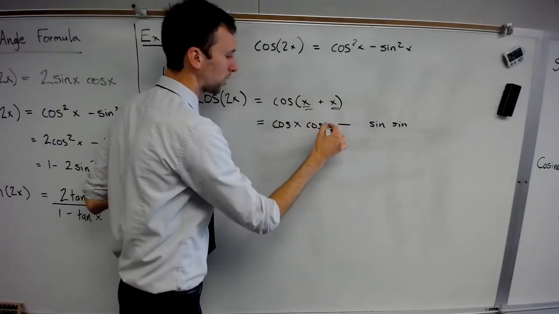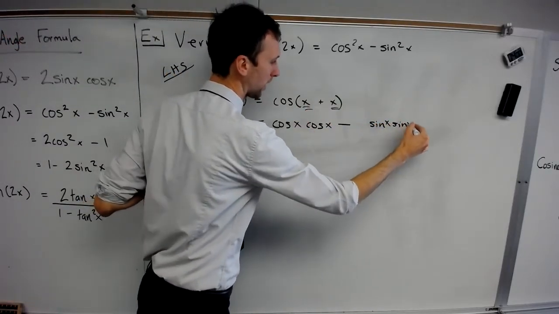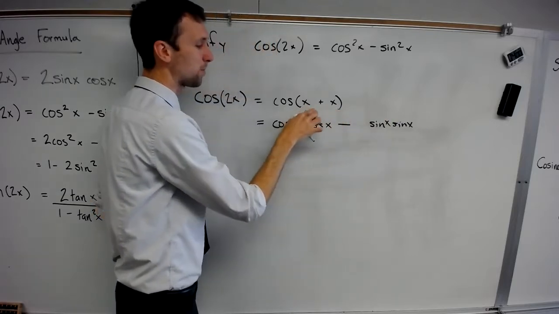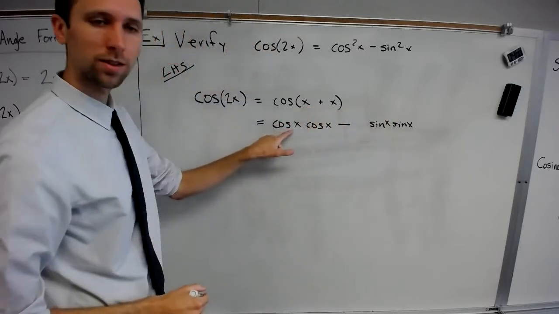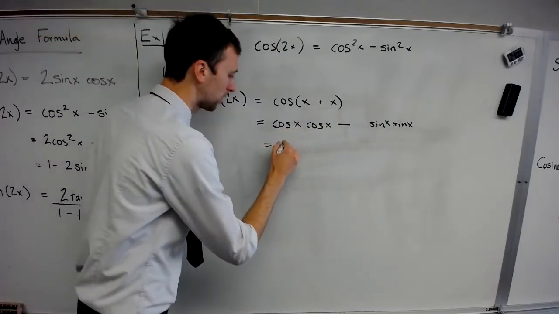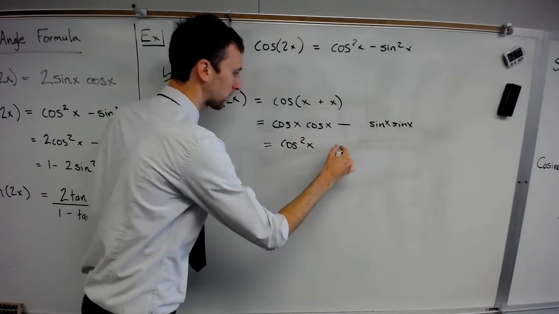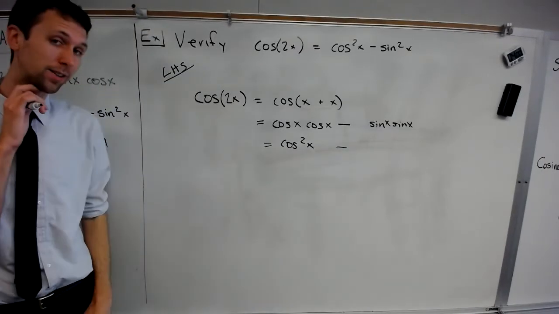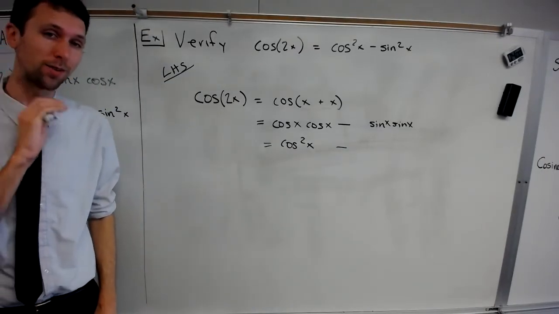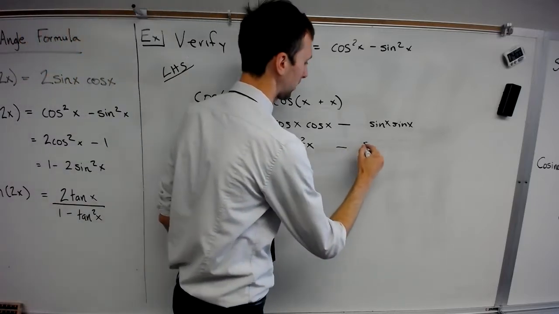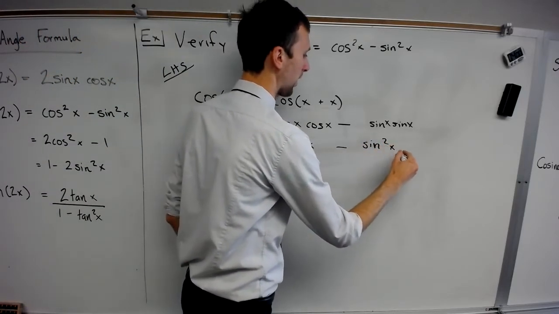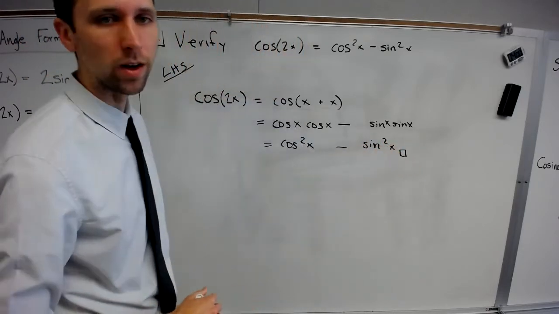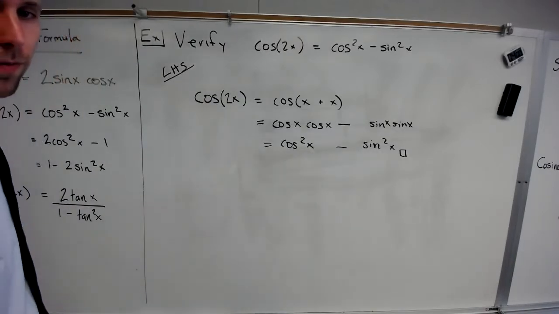Write the angles in order, cosine x minus sine x. And actually, this one's pretty much done because cosine x multiplied by itself is cosine squared x. And same for sine of x multiplied by itself. That's going to be sine squared of x. And that was what was to be shown, so we're done. So I'm going to write my little box there.